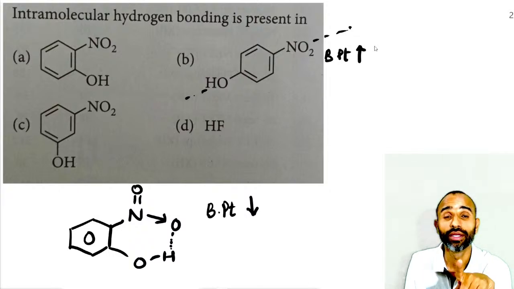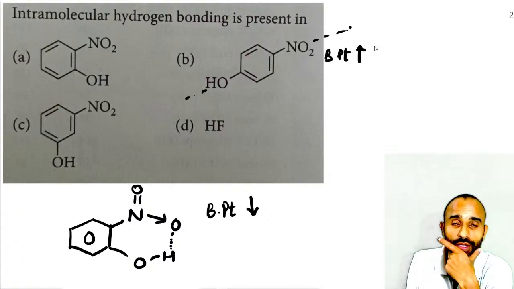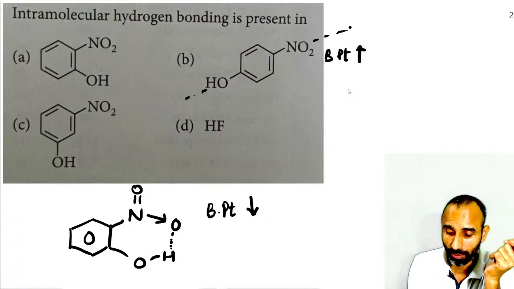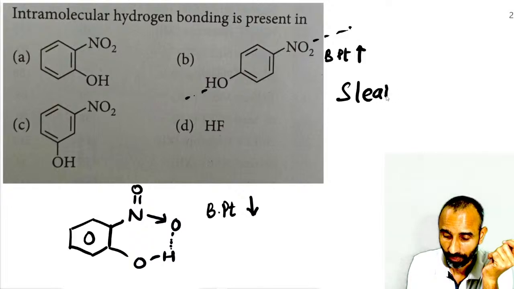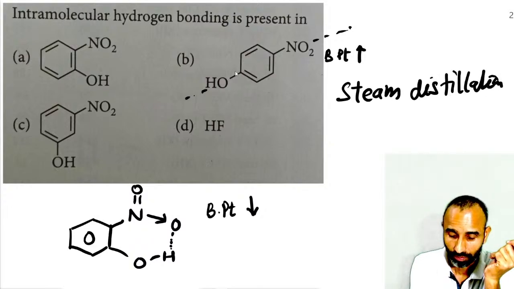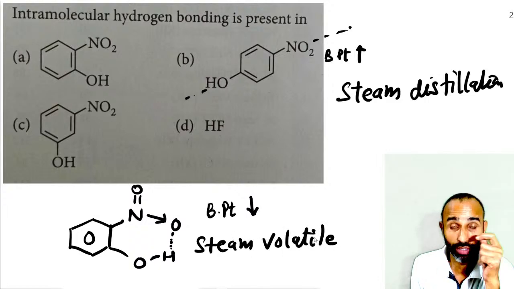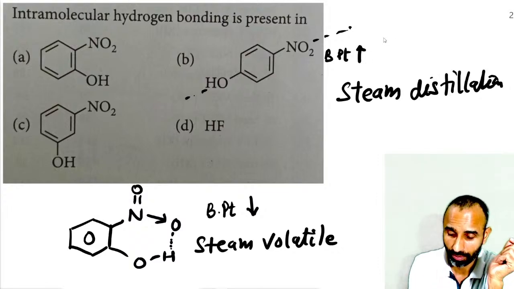That's why to separate orthonitrophenol and paranitrophenol, we use steam distillation. In steam distillation, orthonitrophenol is steam volatile, meaning it will form vapor with steam, but paranitrophenol is steam non-volatile.